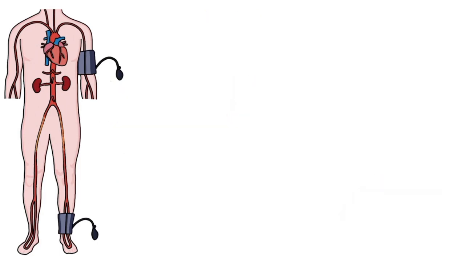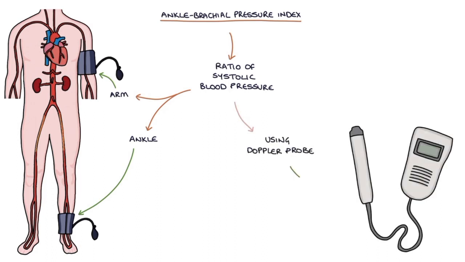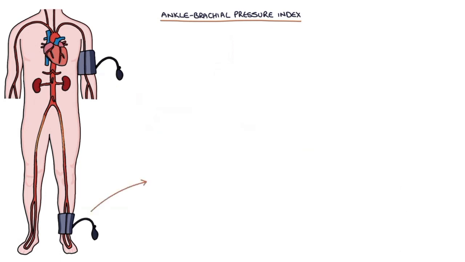Let's talk in more detail about the ankle brachial pressure index. The ankle brachial pressure index, or ABPI, is the ratio of the systolic blood pressure in the ankle around the lower calf compared with the systolic blood pressure in the arm. These readings are taken manually using a Doppler probe. For example, an ankle systolic blood pressure of 80 and an arm systolic blood pressure of 100 gives a ratio of 0.8, which is 80 divided by 100.